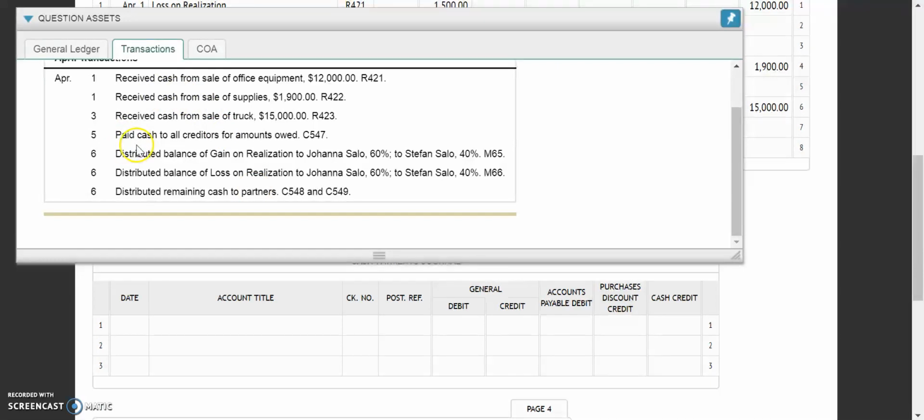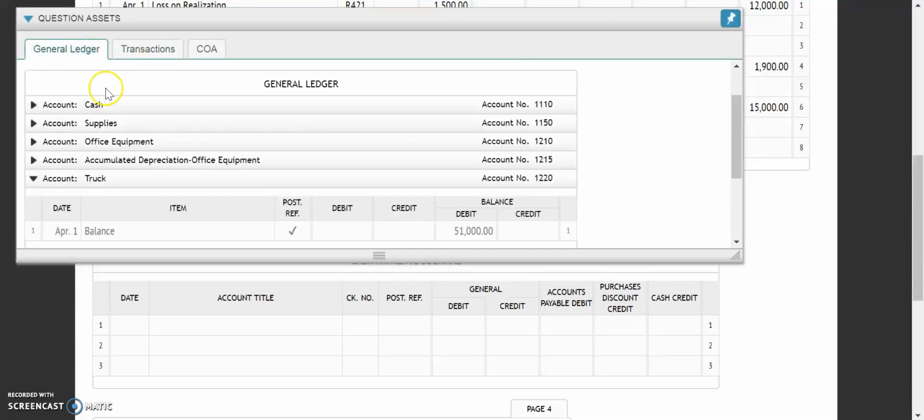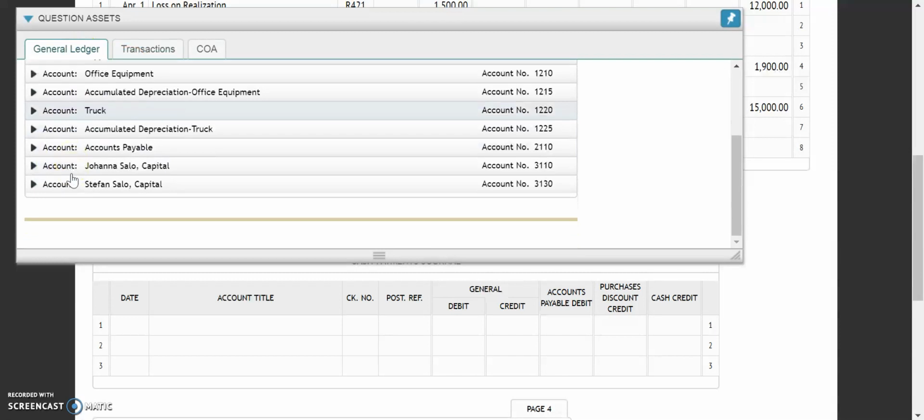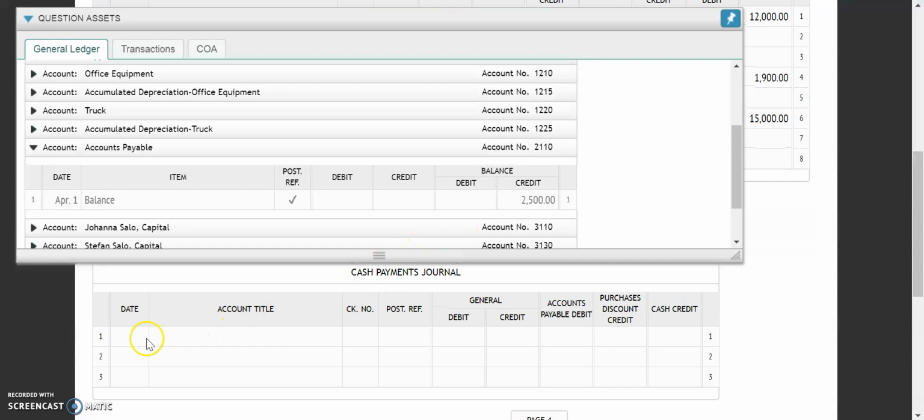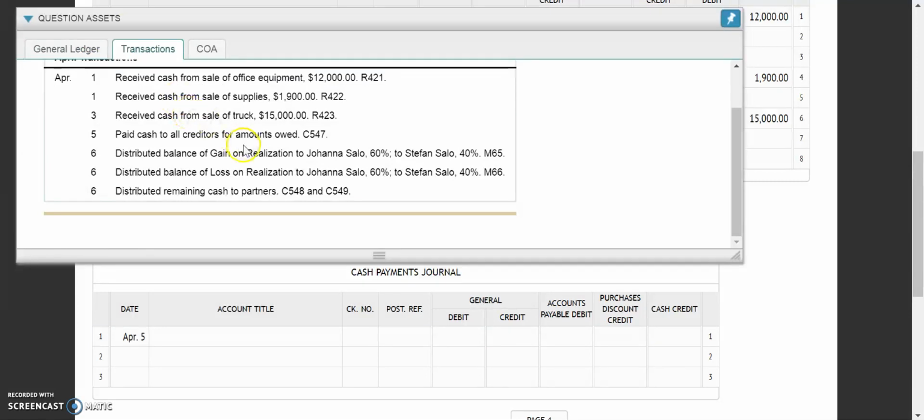And let's go ahead and look at what our balance is in accounts payable. And it says that we owe $2,500 to our creditors. So in this situation, in our cash payments journal, what we do is we put our date, which is April 5th. Again, that's under this transactions right here.